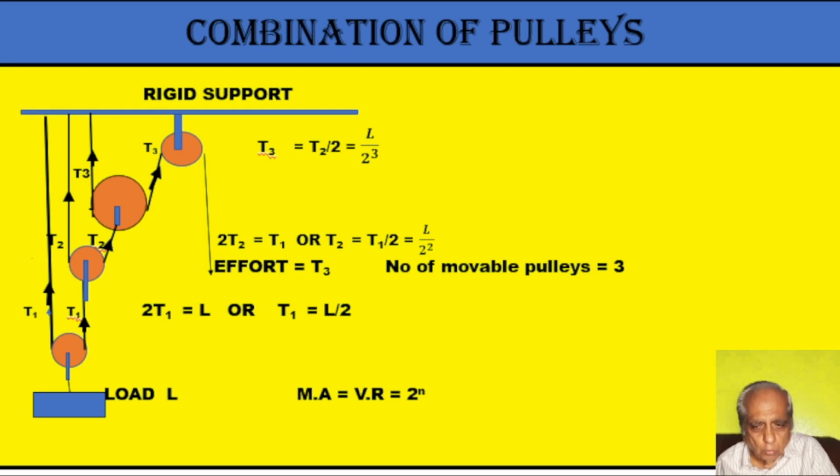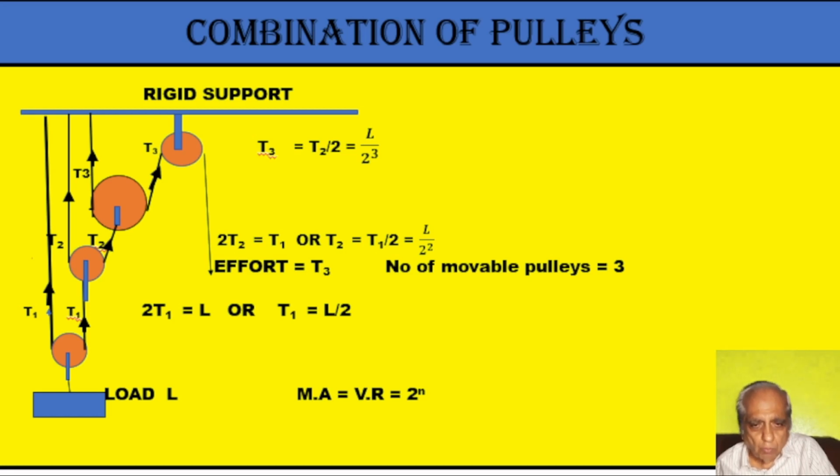So, we have to use many pulleys. There are two important arrangements of pulleys by which we can have higher mechanical advantage. One is called combination of pulleys, where we are using n movable pulleys. N is the number of movable pulleys, and there is another arrangement called block and tackle system. We will learn both the systems. Now let us start with combination of pulleys.